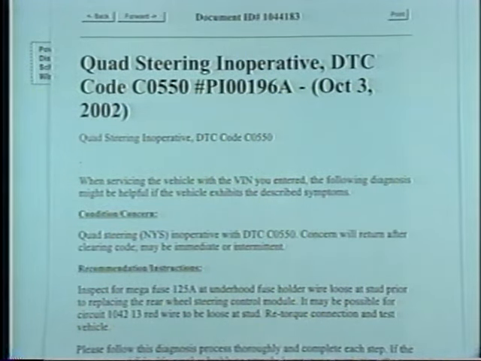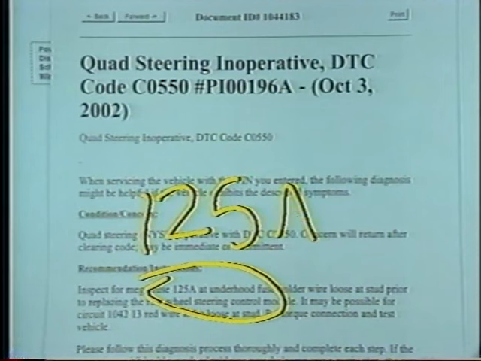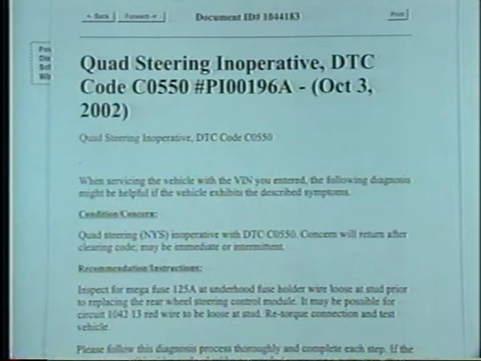This thing is powered by a 125 amp mega fuse, and that's what it says right there, 125 amp mega fuse. It's under the hood. Now if that fuse is blown, you may get a C0550 code. So they want you to inspect the fuse and also make sure that it is securely torqued, because it is a bolted type fuse. Well, I think it's huge, huh? Well, that's 125 amps. Yeah, that's a monster. So we got that one for a C0550.